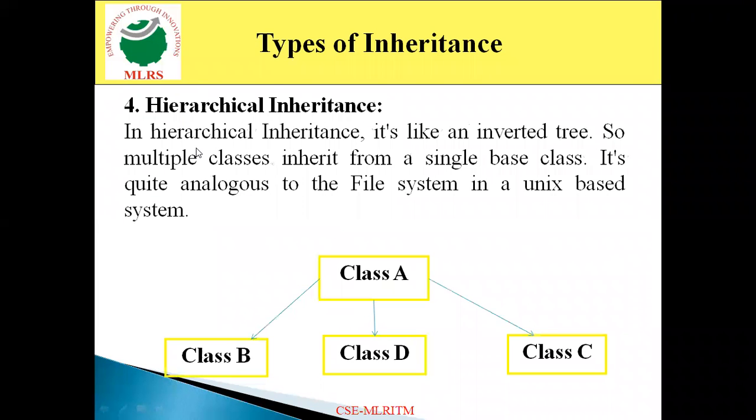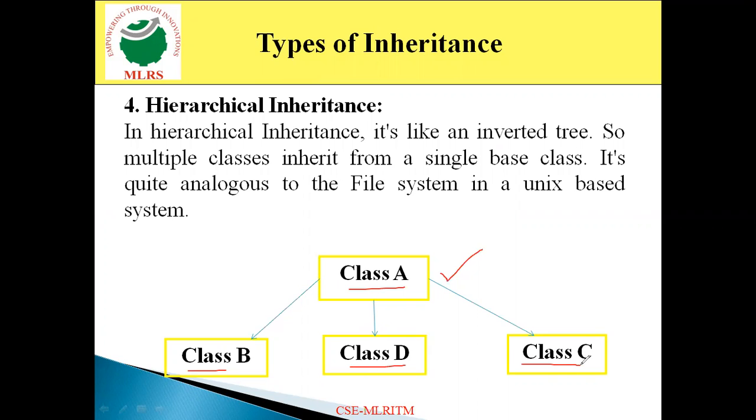And then come to the next one, hierarchical inheritance. This hierarchical inheritance is the reverse of the previous one, which means it looks like an inverted tree. In this one, there will be only one base class, and we derive multiple derived classes from a single base class. When we derive multiple derived classes from a single base class, we call that hierarchical inheritance. Totally here class A, class B, class C, class D are there.